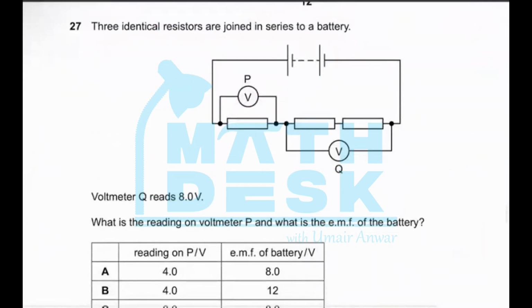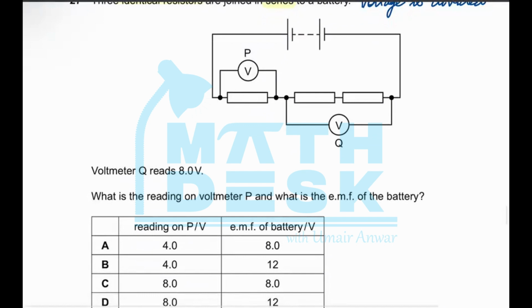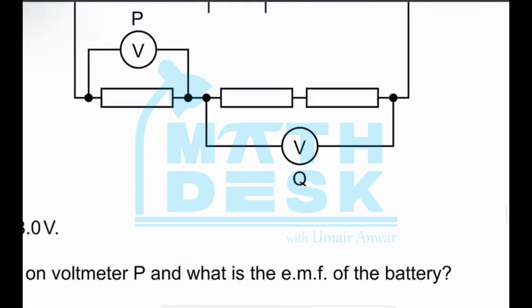Okay. In a series circuit, current remains the same and voltage is divided among the components. And if all the components have same resistance, then the voltage is equally divided. Voltmeter Q reads 8 volts. Okay, so the voltmeter which is connected across these two resistances, it gives a reading of 8.0 volts. What is the reading on voltmeter P and what is the EMF of the battery?